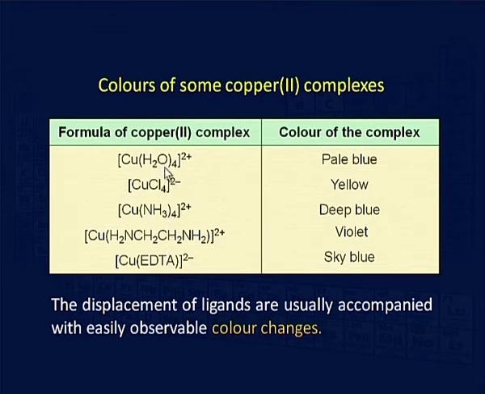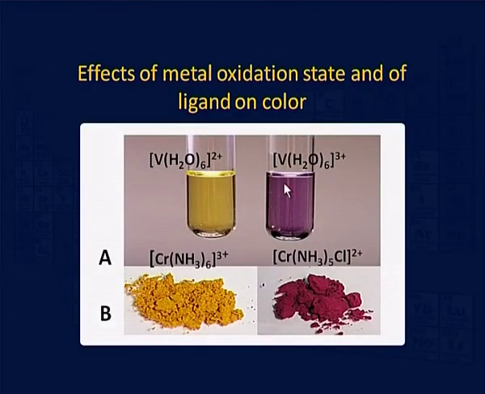In the first case we have a water or aqua ligand, chloro, amino, ethylene diamine and EDTA. With the change in the ligand, you can see a notable difference in color, because the change in the ligand also changes the environment around the metal ion, and not only that, when ligand exchange reactions occur, you can see a different color of the complexes. As I said earlier, a change in the oxidation state of the metal ion or a change in the ligand also changes the color of the complexes.